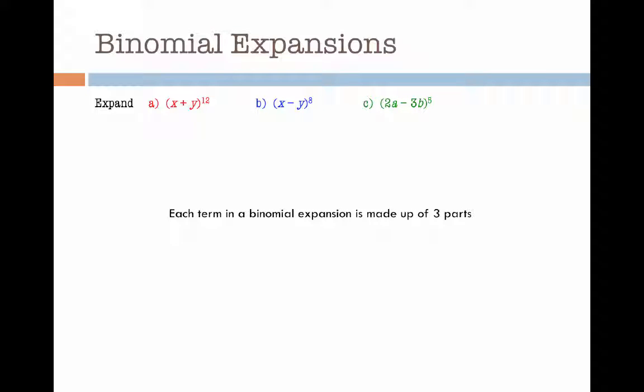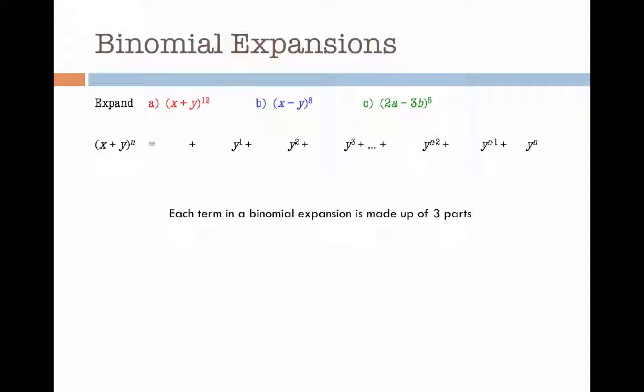Now when we expand a binomial, it's important to note that each term in a binomial expansion is made up of three parts. Let's take the general case, x plus y to the power of n, to illustrate my point. We begin with the coefficients of our terms, starting with n choose 0 and going down to n choose n. Next we have descending powers of our first terms. In this case it's x, starting at x to the power of n, going all the way down to x to the power of 0.